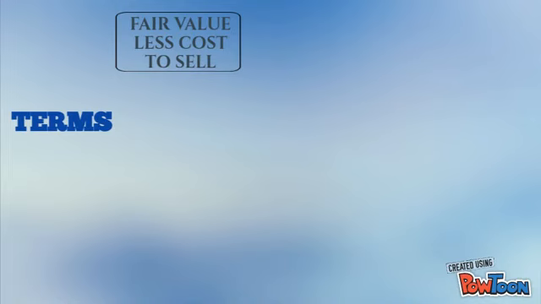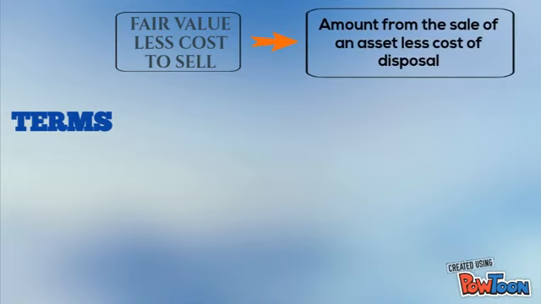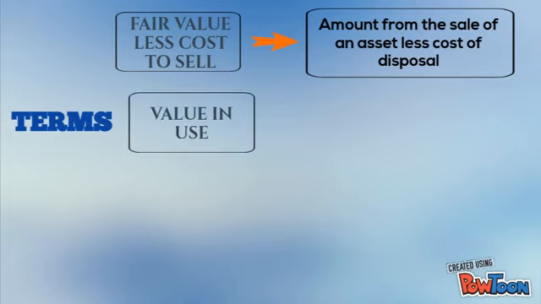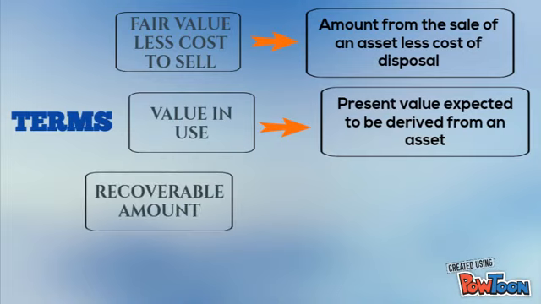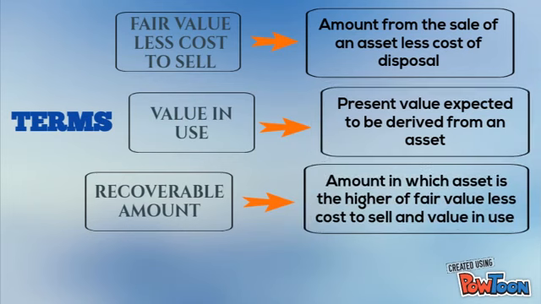The terms used in impairment are: first, fair value less cost to sell. It is the amount from the sale of an asset less cost of disposal. Second, value in use. The present value expected to be derived from an asset. Last but not least, recoverable amount. It is the amount in which asset is the higher of fair value less cost to sell and value in use.